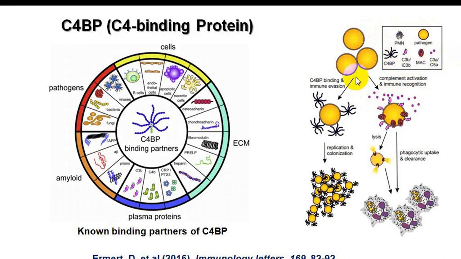If C4B binding protein binds to the pathogen, see, look here, C4B binding protein binds to the pathogen, the pathogen will survive, it will colonize, it will grow into a huge colony of pathogen. Likewise, if complement activation and immune recognition takes place, then the pathogen will undergo lysis, especially this lysis is complement mediated lysis.